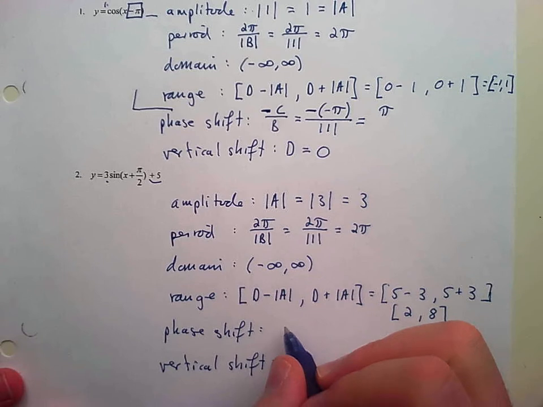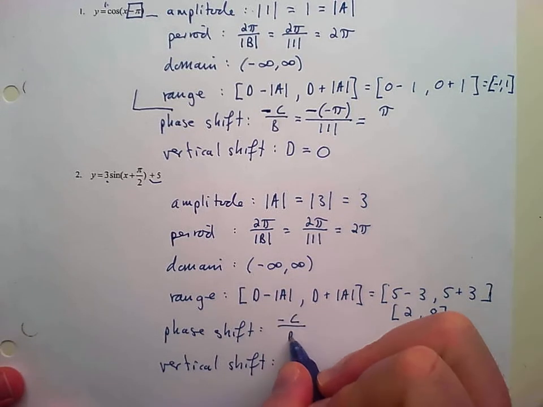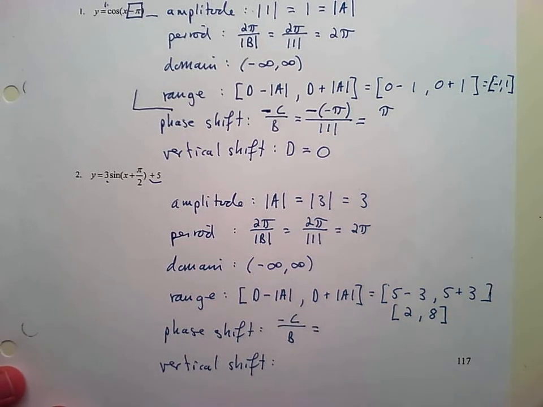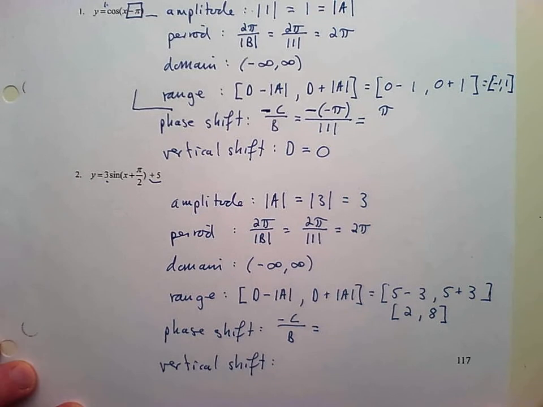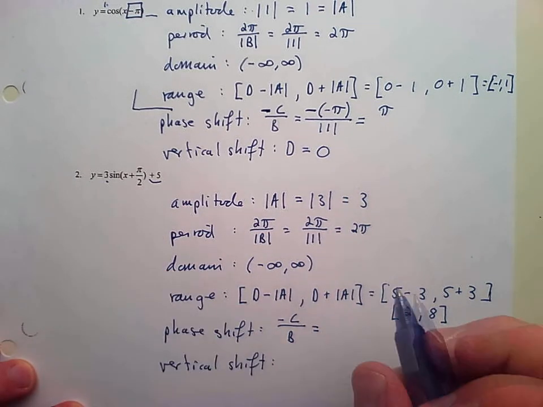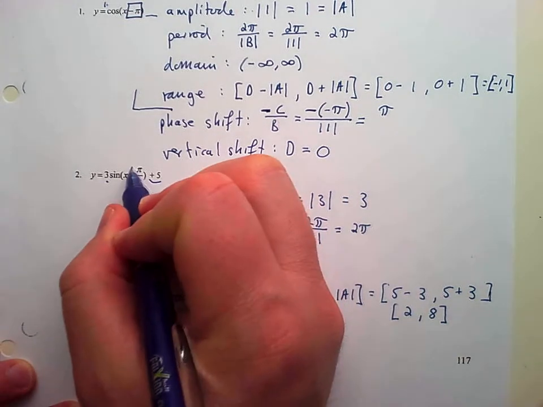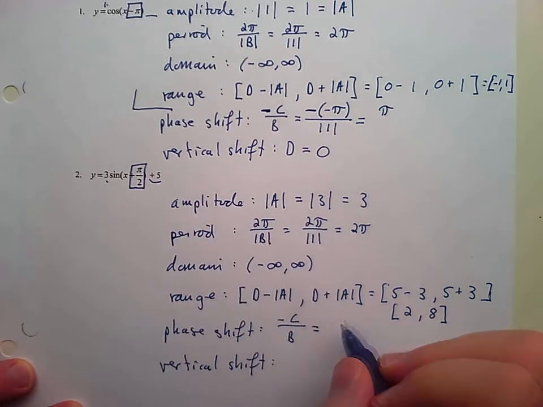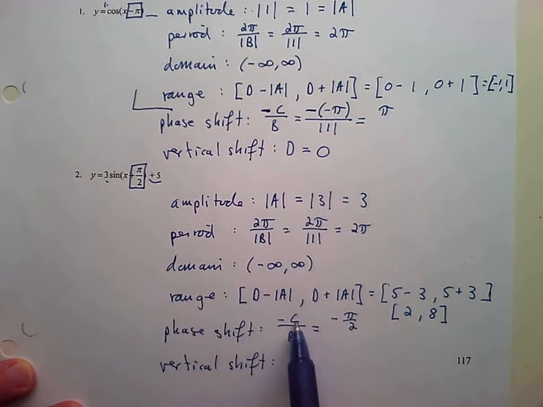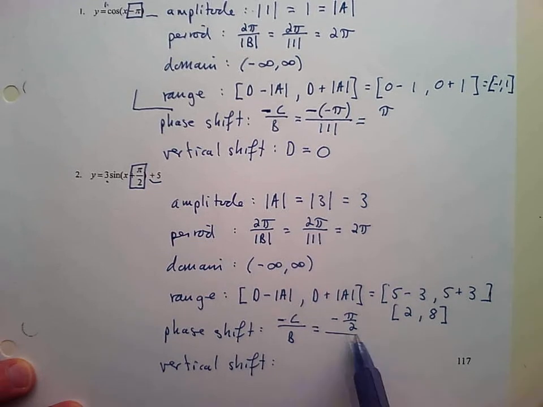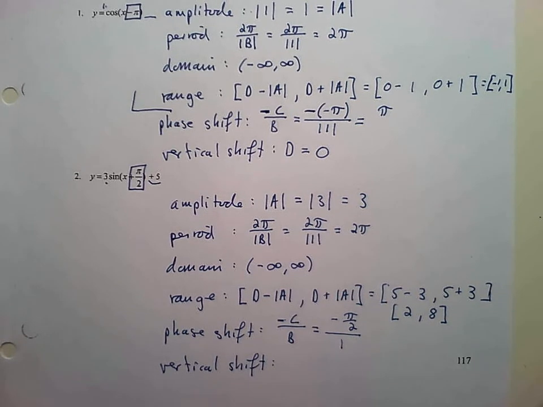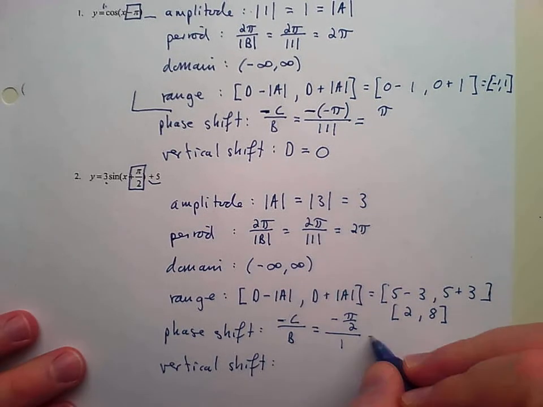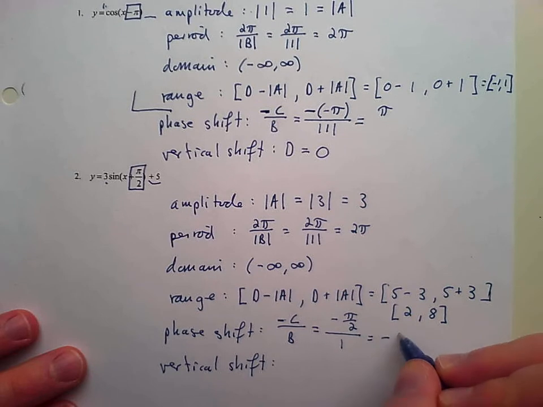Our phase shift is given to us by negative C divided by B. I got it right that time. The denominator is B. C being the value that we're adding to or subtracting from x. So here this right here is C. So it's going to be negative pi over 2, since we're going to plug in pi over 2 for C. But now we still want to have that negative sign out front. And B being the value that we're multiplying to x, which again here is just equal to 1. So therefore, our phase shift is negative pi divided by 2 divided by 1, or simply just negative pi divided by 2.